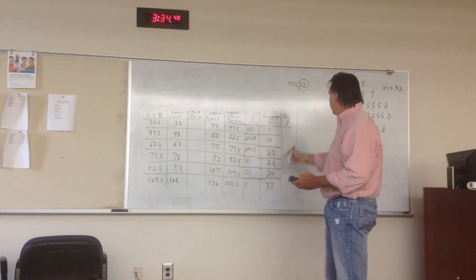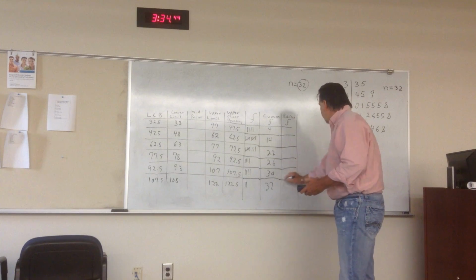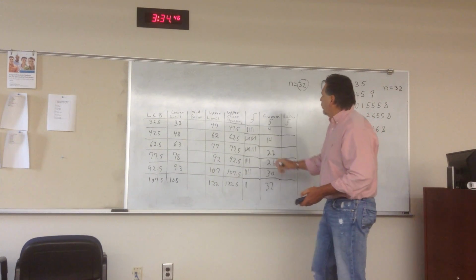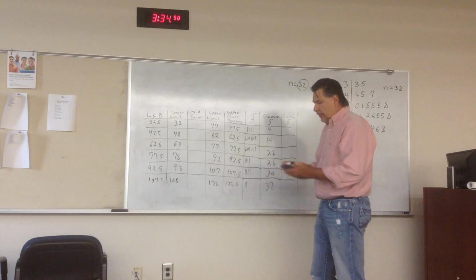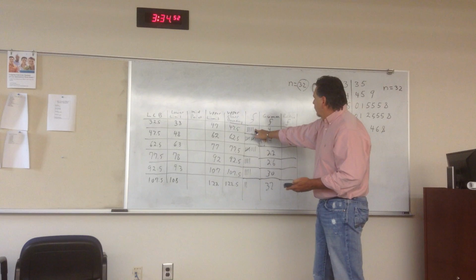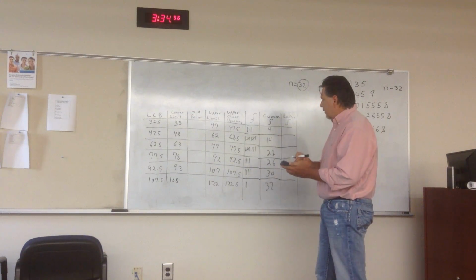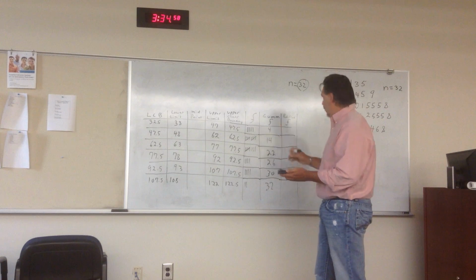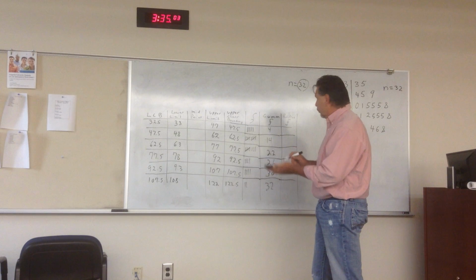So the next thing I want to do is do what's called relative frequency. And with relative frequency, I'm going to find how relative this class is to the rest of the data. And so I'm going to want to take my frequency here of 4, and I'm going to divide that by the total number of data points, which is 32. So 4 divided by 32 is 12.5%.